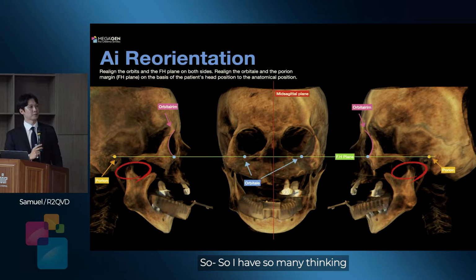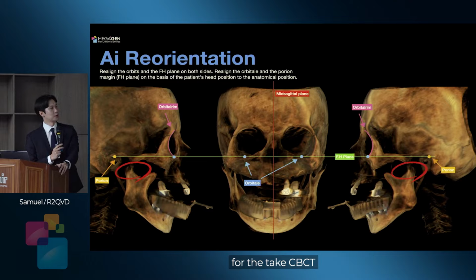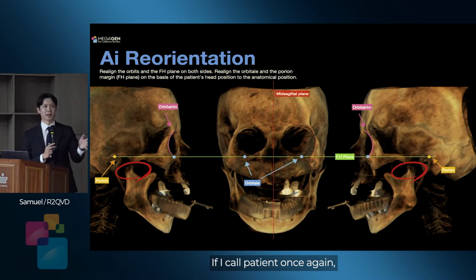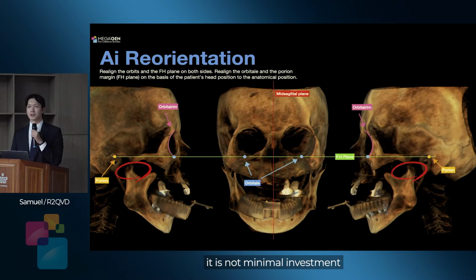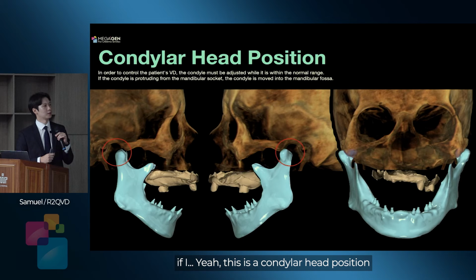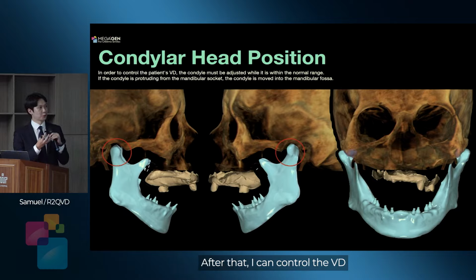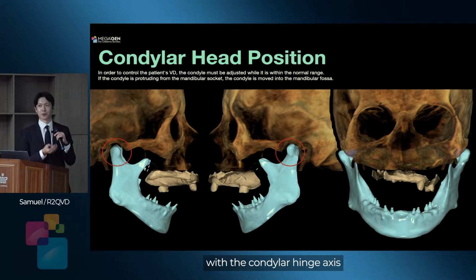So I had a lot to think about. I had to call the patient once again to take a CBCT, or figure out how to solve this problem. If I call the patient once again, it is not a minimum investment. It is the same protocol as making a wax rim. So just in my opinion, if this is the condylar head position, if I move the condylar head position to here, after that I can control the VD with the condylar hinge axis.